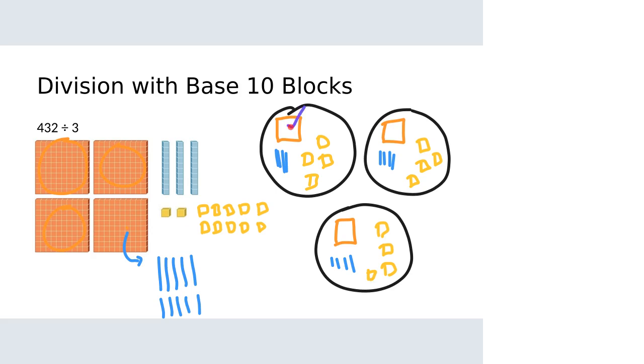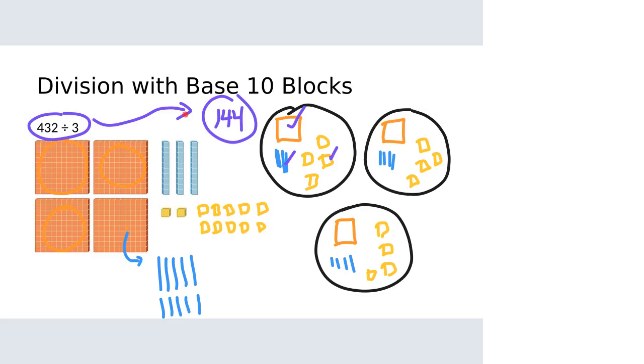Well, I have 144. And that's the same in every pile. And so I just did 432 divided by 3 using base 10 blocks to find out that that must be 144. It's a way to sort of do division without having the standard algorithm yet. And it's a great thing to do before learning the standard algorithms.